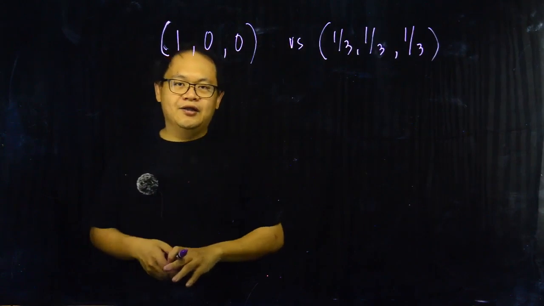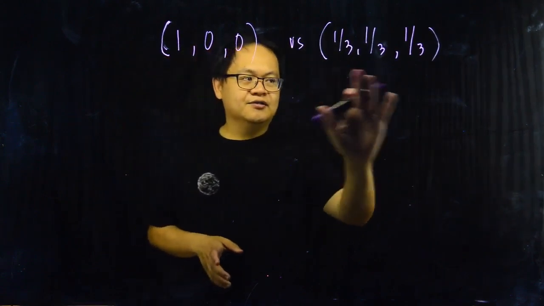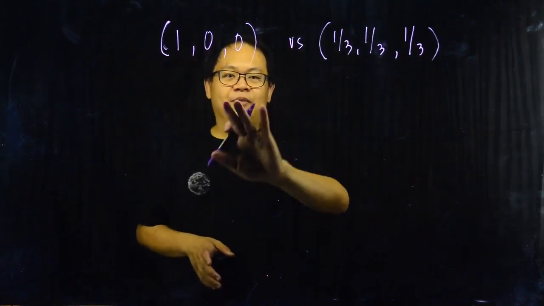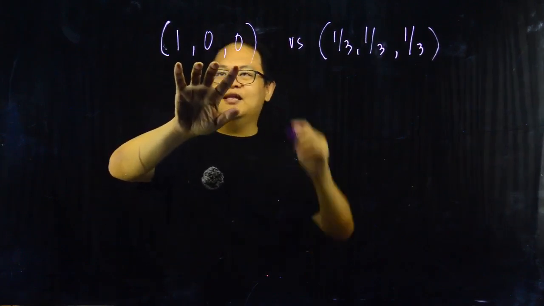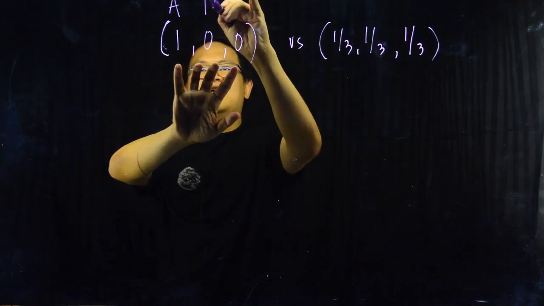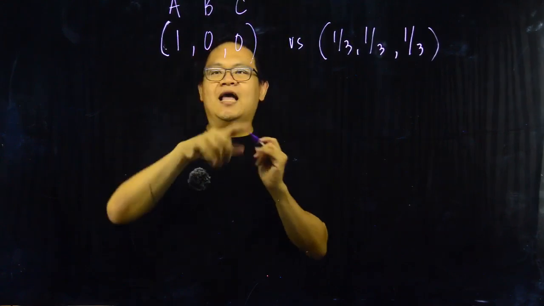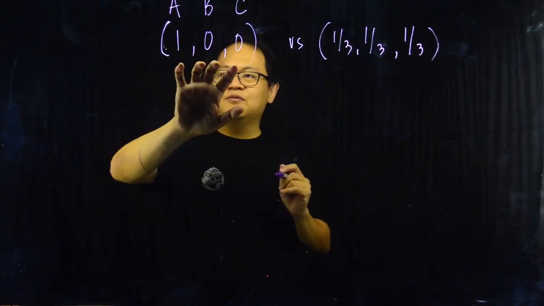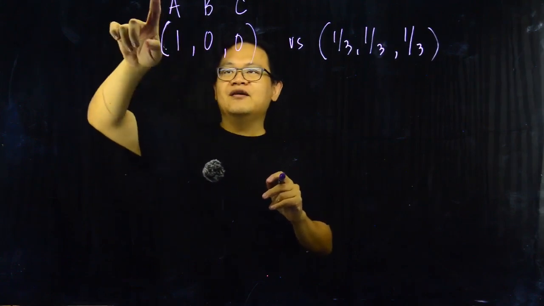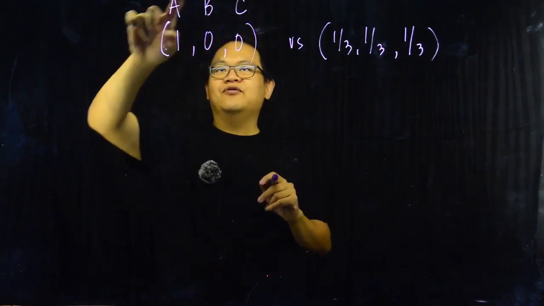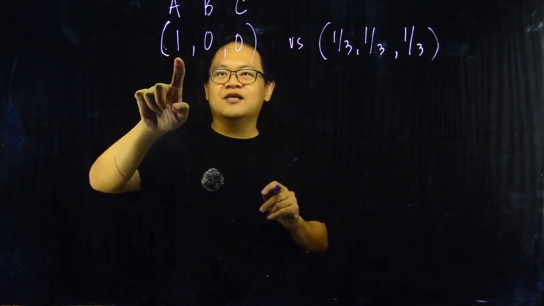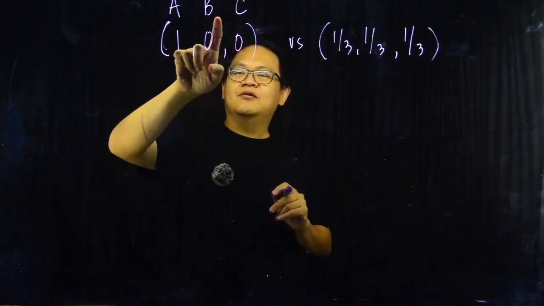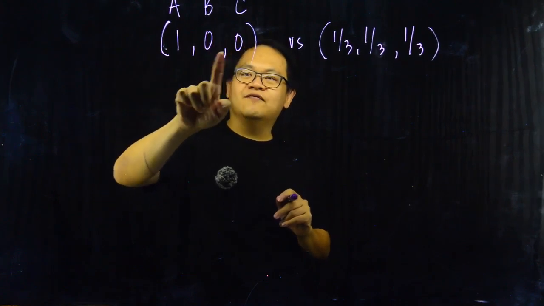Okay, these two are solutions to a game theory problem. However, if you look at this solution, what does this mean? Let's say this is for strategy A, B, and C. This solution means that from the player's point of view, he will do strategy A 100% of the time, and do B and C 0% of the time.